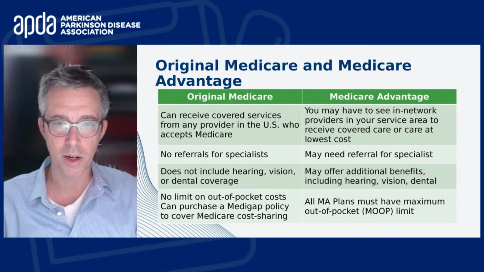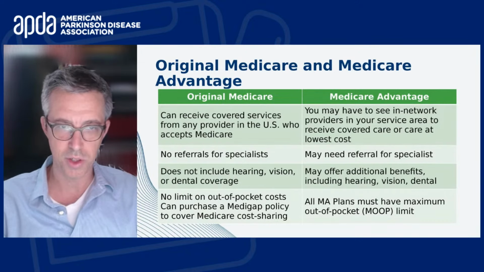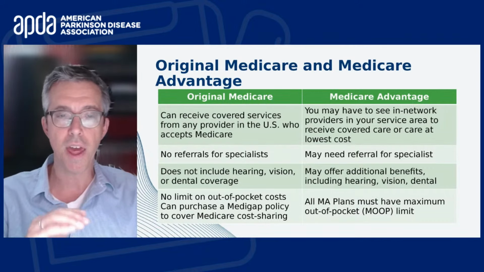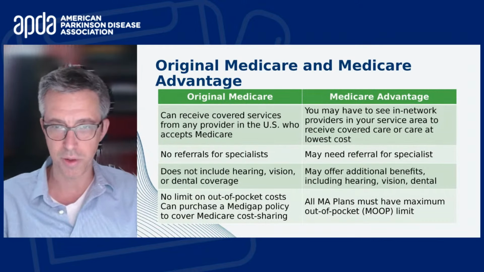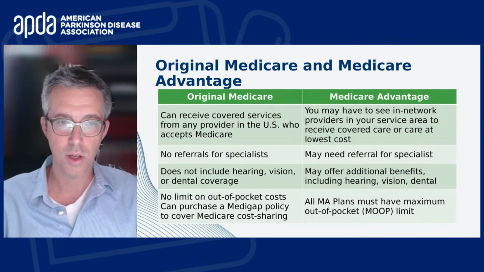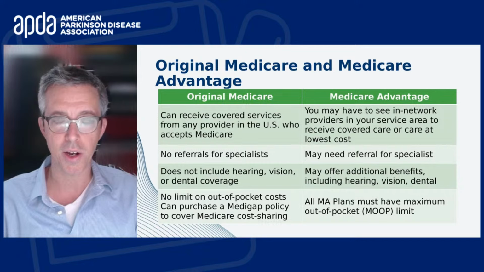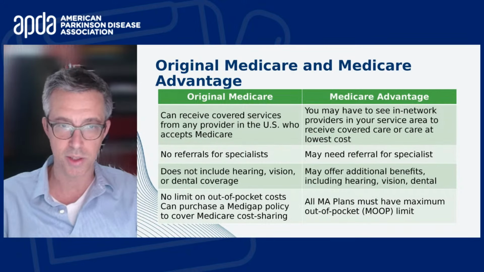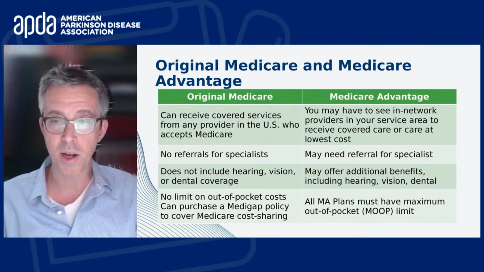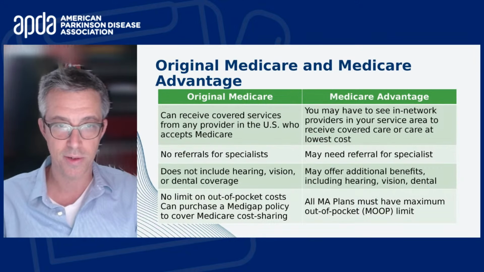Under Original Medicare, it does not include hearing, vision, or dental coverage. That is excluded from Medicare. Under Medicare Advantage, they may offer some coverage of those things. Under Original Medicare, there's no limit on out-of-pocket costs. You can purchase a Medigap policy to cover Medicare cost sharing, so deductibles, copays, etc. Under Medicare Advantage, all Medicare Advantage plans must have a maximum out-of-pocket limit.